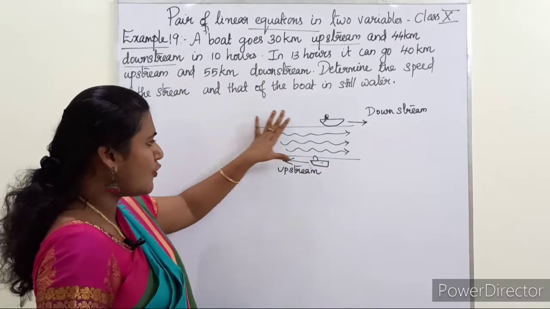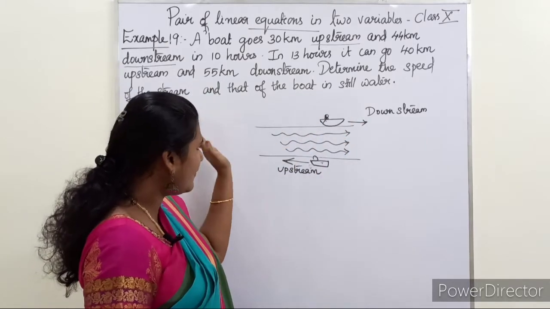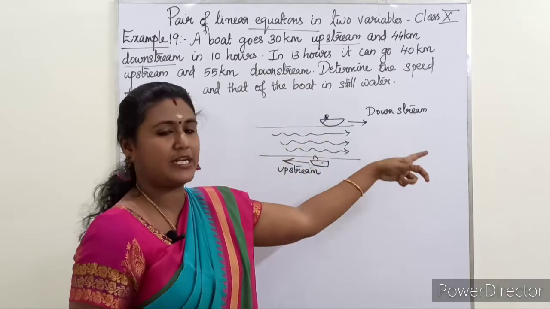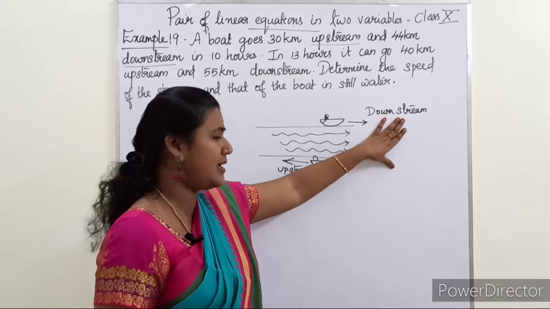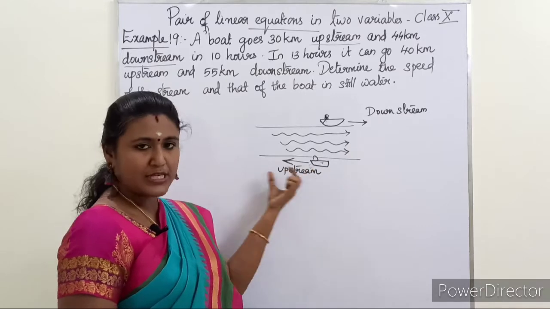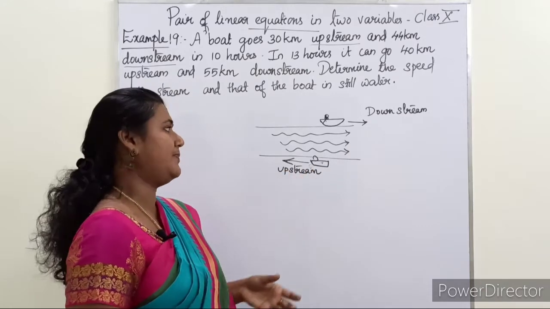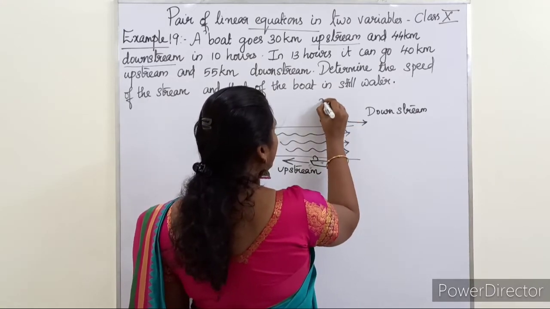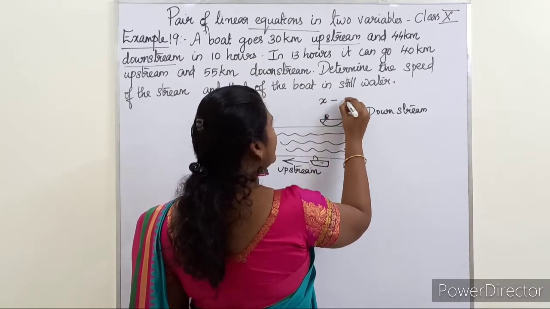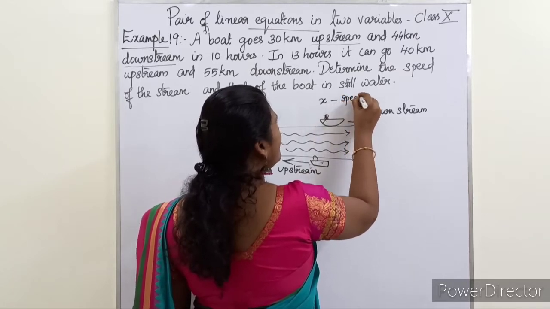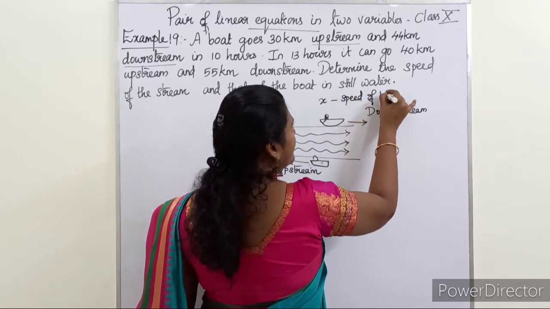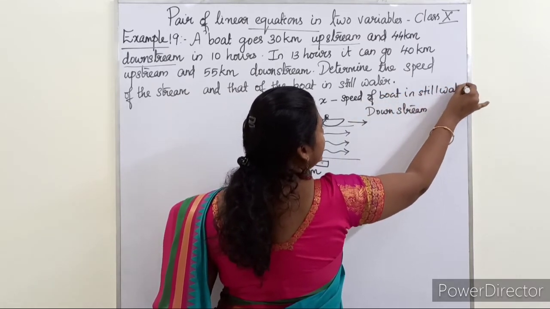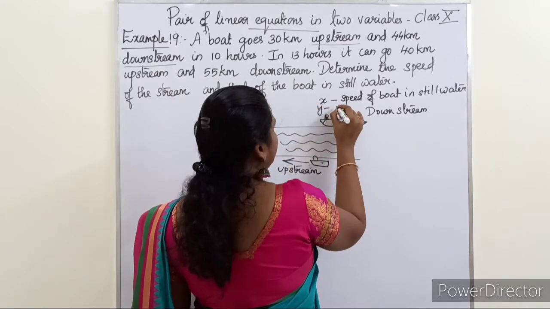If this is the direction of the flow of water, and the boat is moving in the same direction, we will call it downstream. If the boat is moving in the opposite direction, we will call it upstream. Here we will take x as the speed of the boat in still water, and y as the speed of the stream.